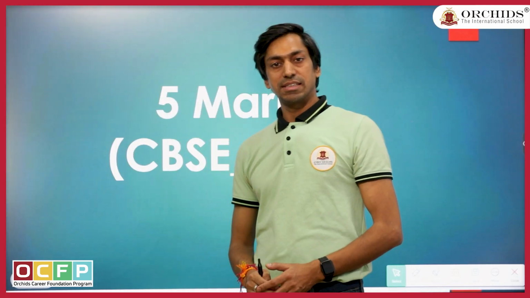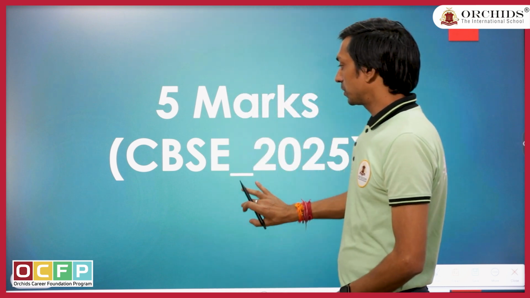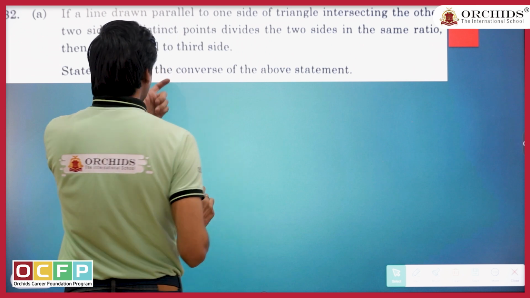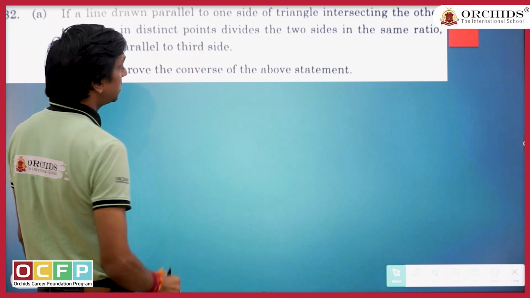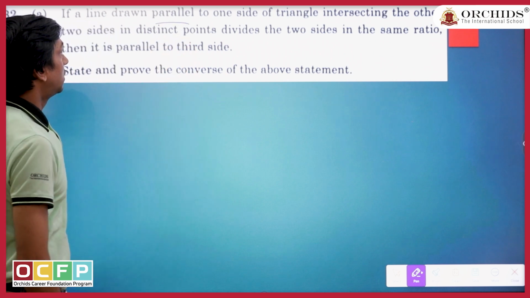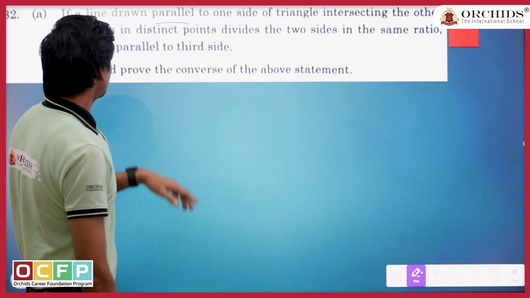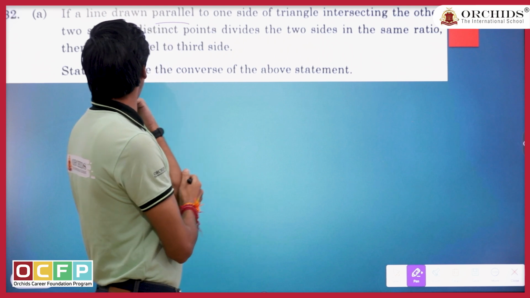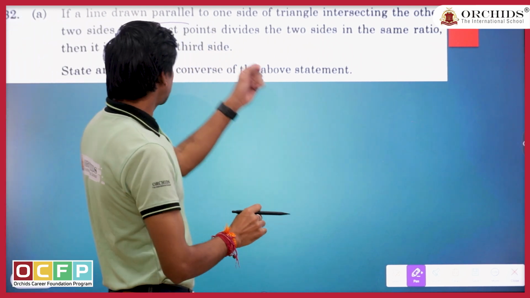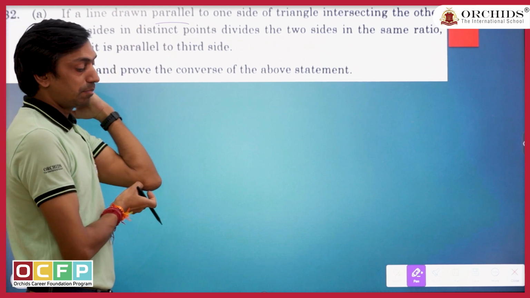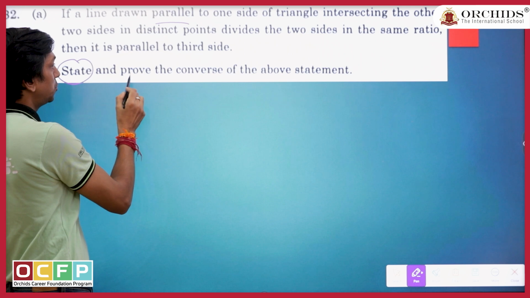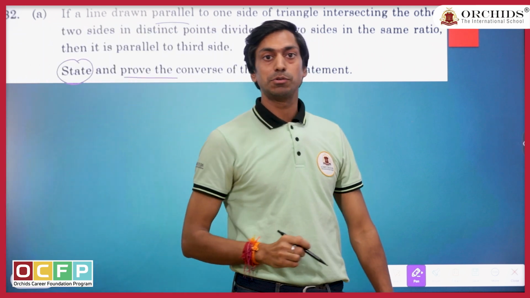The next section we are having is section D. It is 5 mark questions. The first question in this section is: if a line drawn parallel, there is a slight printing error or something, that it is mentioned as parallel. So that creates a confusion. To one side of the triangle intersecting the other two sides in distinct points divides the two sides in the same ratio, and then it is parallel to the third side. So actually, if we ignore this first word, parallel, then it looks like it's the converse of BPT. Then you have to prove straight, and you have to prove the converse of BPT, means we have to prove BPT.